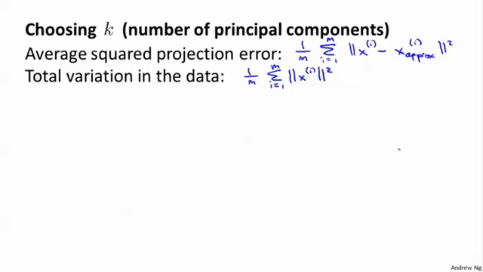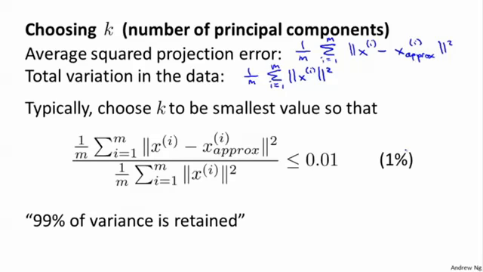When we're trying to choose k, a pretty common rule of thumb is to choose the smallest value so that the ratio between these is less than 0.01. So in other words, a pretty common way to think about how to choose k is we want the average square projection error, that is the average distance between x and its projections, divided by the total variation of the data, that is how much the data varies. We want this ratio to be less than, let's say, 0.01, or less than 1%, which is another way of thinking about it.